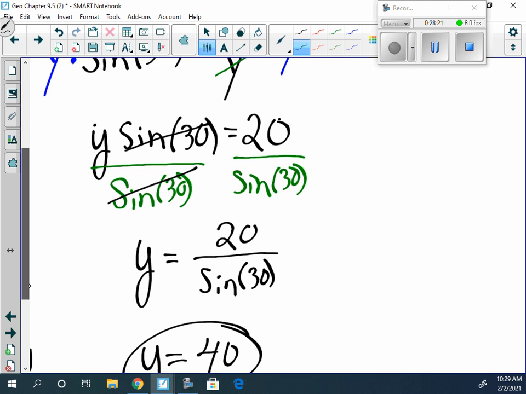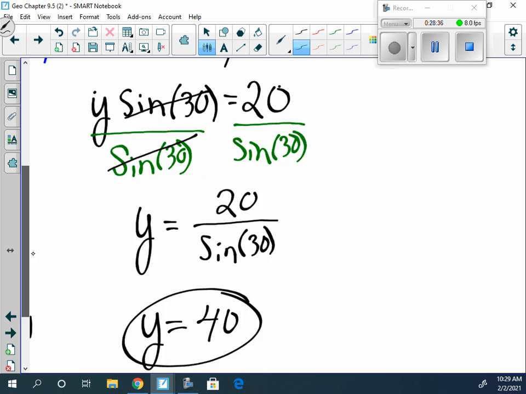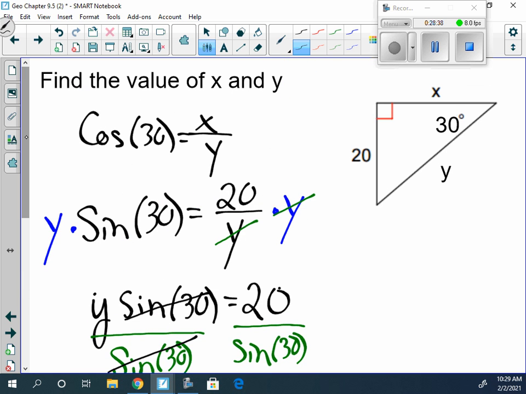And the reason I'm saying that is because when we get down to this part, dividing by 30 won't do anything, because 30 degrees is an angle, not a length. So we need it with that sine. When we divide by it, it has to be sine of 30. We can't just divide by 30. Now it tells us y is 40, which, okay.